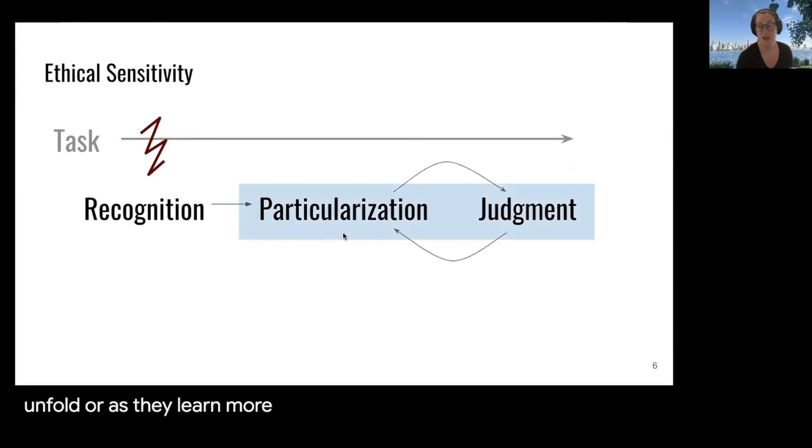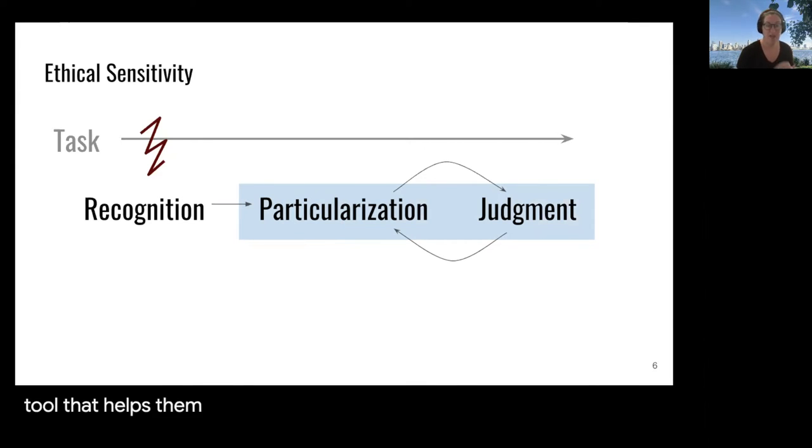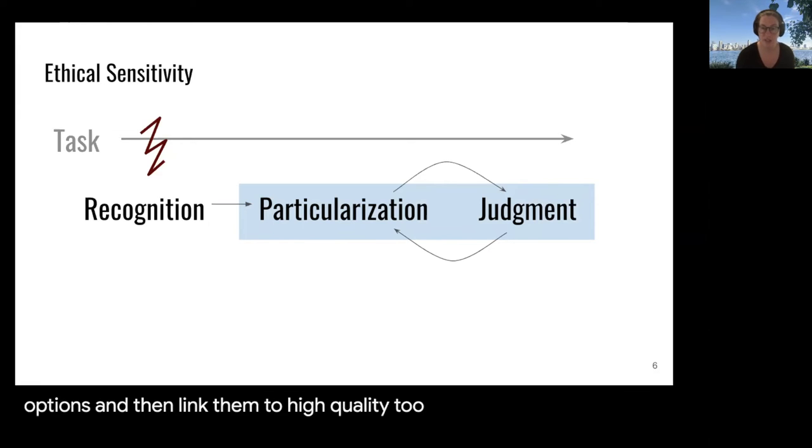This project takes on these last two activities. My goal here is, once someone realizes that something might be wrong, to design a tool that helps them build that understanding and move into judgment, to help them learn about the particulars of their problem, situation, options, and then link them to high-quality toolkits like the one I showed you earlier.